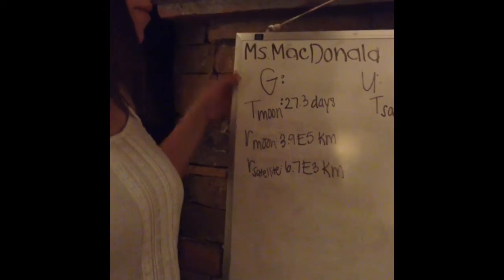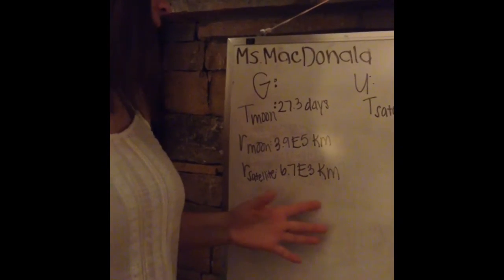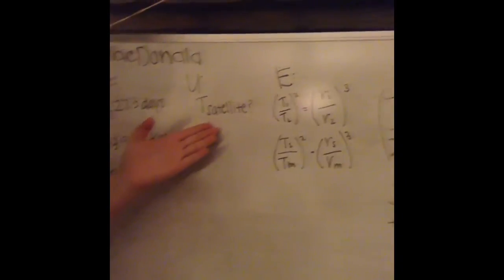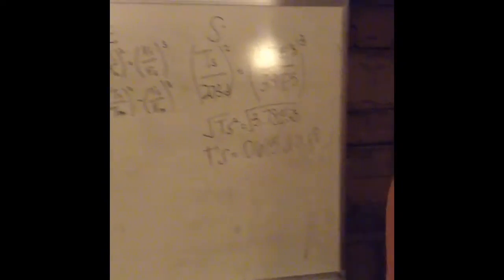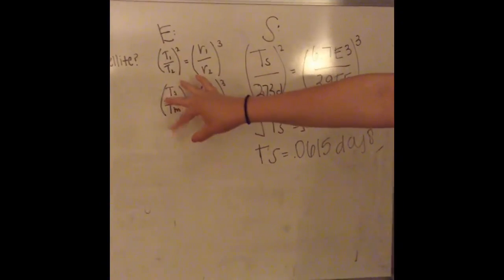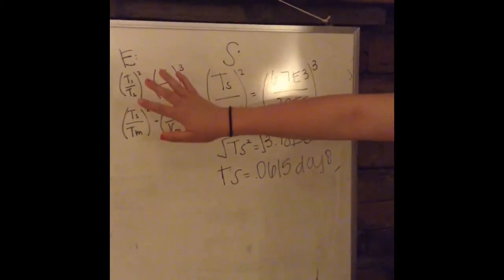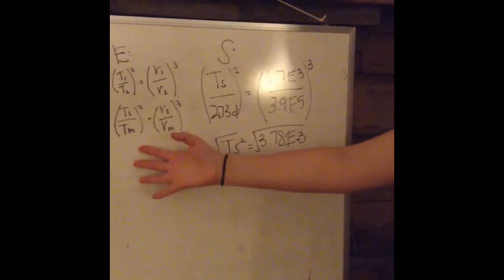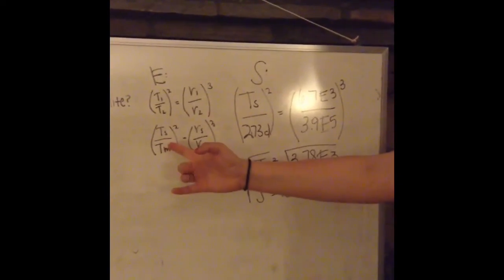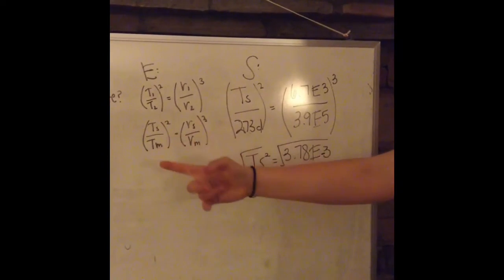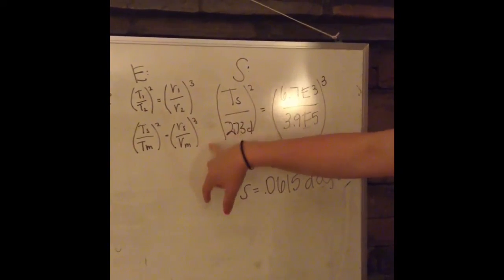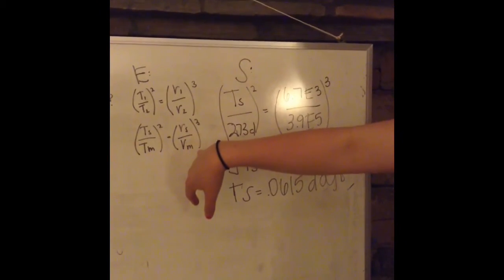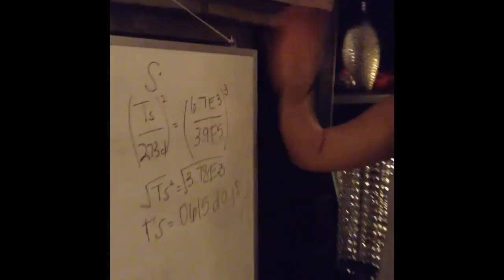So basically, this is our work. We have all the givens. Our unknown is the period of the satellite. Our equation is, like I stated, T1 over T2 squared equals R1 over R2 squared. So, T of satellite, T of moon, over radius of satellite, over radius of moon. So to solve it, we just plug and chug as usual.